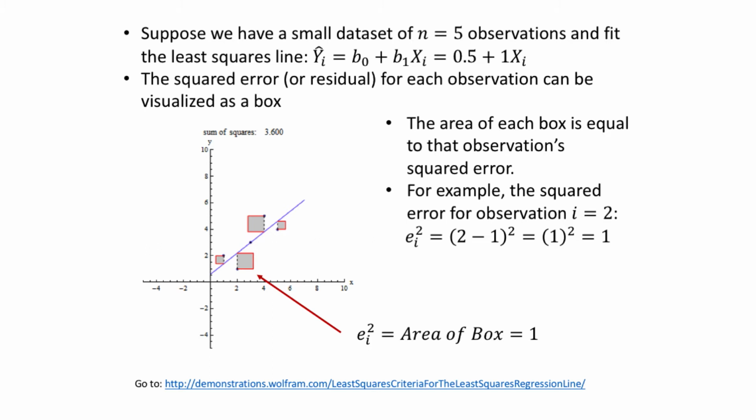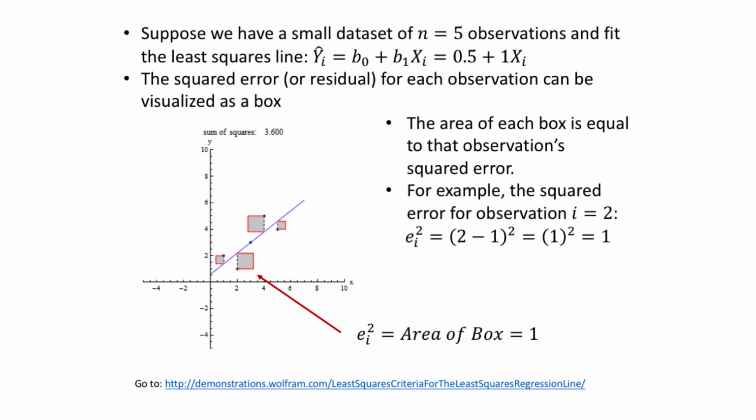We've shown here the least squares estimate, and we have 5 observations, 5 errors, and 5 squared errors. The squared errors are represented by those boxes. If you add up the area of those boxes, then you will obtain the sum of squared errors.